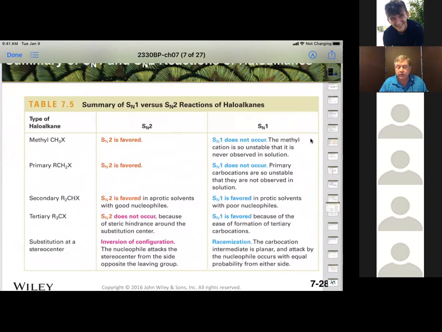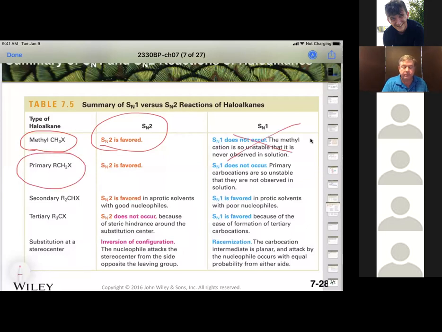Okay, so our methyl group, because it can't form a carbocation, is always an SN2. So we don't have to worry about SN1 missing. Primaries have very low steric demand and are almost always SN2. And so we don't have the SN1 reaction. We never form the carbocation.